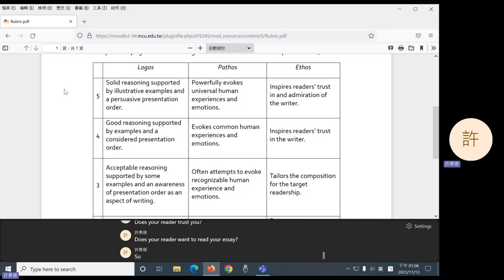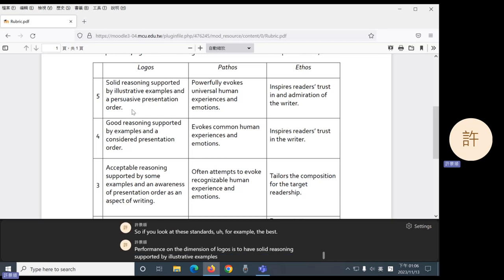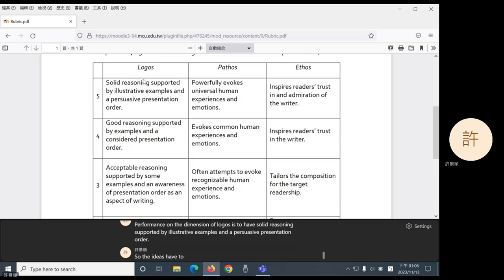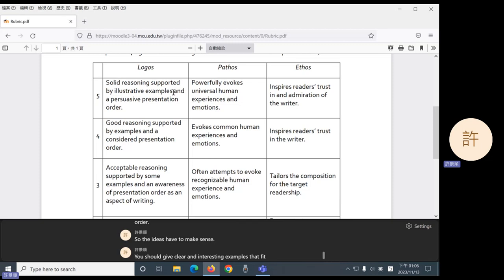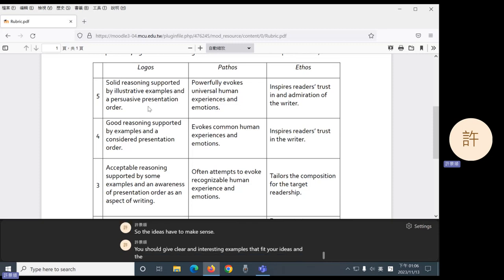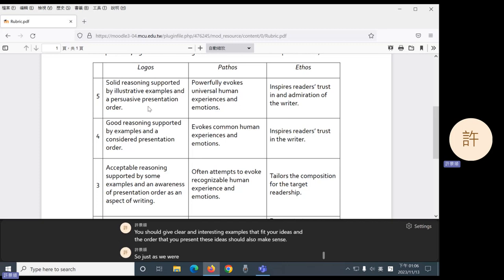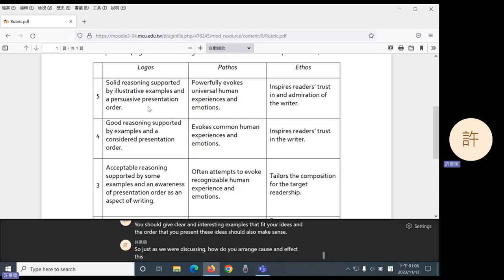So if you look at these standards, for example, the best performance on the dimension of logos is to have solid reasoning supported by illustrative examples and a persuasive presentation order. So the ideas have to make sense. You should give clear and interesting examples that fit your ideas. And the order that you present these ideas should also make sense. Just as we were discussing, how do you arrange cause and effect? This would be presentation order.